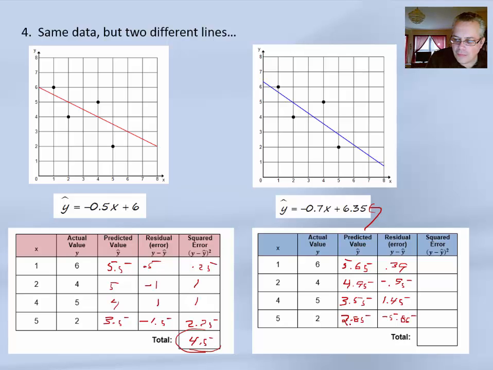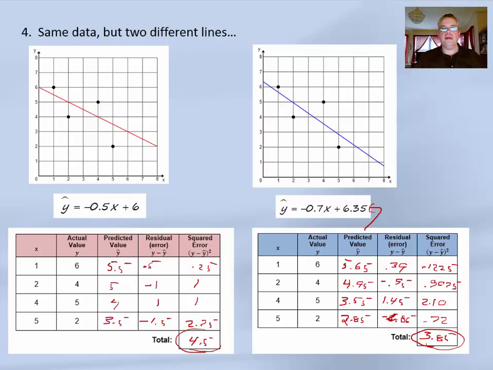I can't even read my own writing. And negative 0.85. So cross that out, negative 0.85. That's better. So when I square them and add them up, I get 0.1225. A lot of crazy decimals. 0.9025 and 2.10 with a little bit of rounding, and 0.72 with a little bit of rounding. The bottom line is when I use my calculator to do this, I get 3.85 for the total squared error.